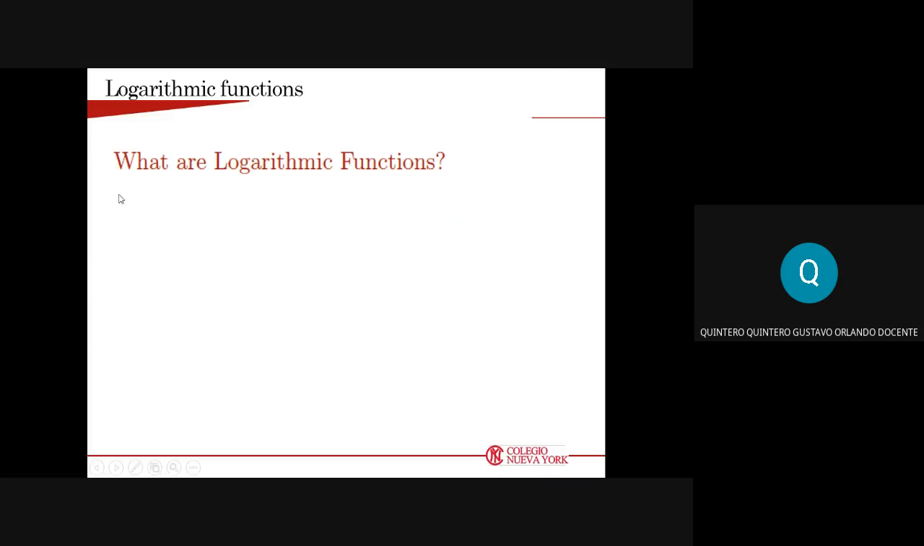What are logarithmic functions? What are these? A logarithmic function is the inverse of an exponential function. Remember, you guys remember what inverse functions are, right? So for example, if I ask you, guys, what is the inverse of addition? Go ahead and write it in the chat, please. What is the inverse?